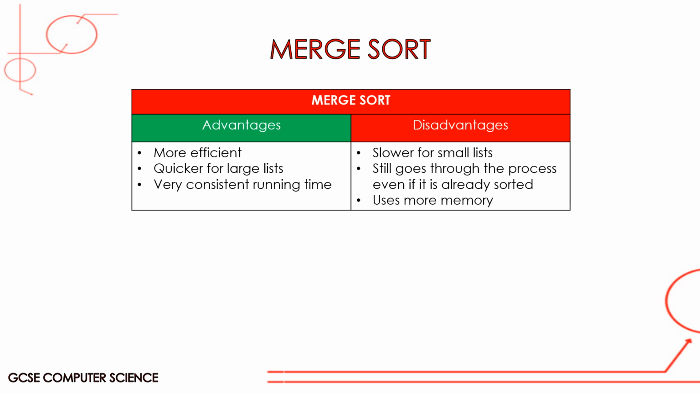The advantages of a merge sort is it's very efficient, very fast for large lists, and it's got a very consistent running time, which means no matter how big the list is, it seems to run a very similar speed. The disadvantages is it's obviously slower for small lists because you have to split, even though with an insertion sort or a bubble sort it would probably go through them much quicker. Another disadvantage is it would still go through the split and merge process even if it's already in order, and it uses a lot more memory because you are splitting values into lots of different data segments.